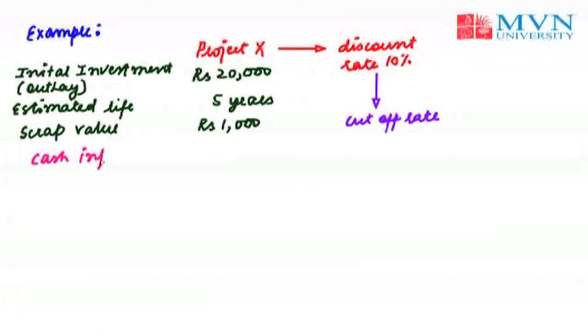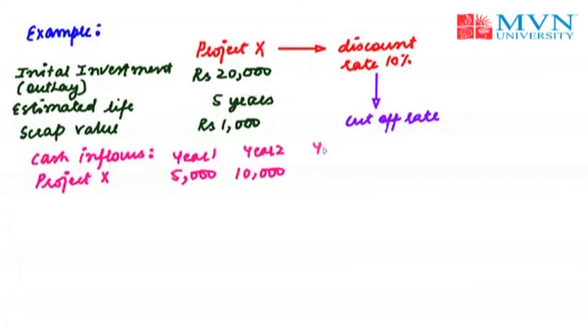The cash inflows, that is profit before depreciation and after tax, in the first year were 5,000. In the second year it was 10,000. In the third year it was again 10,000. In the fourth year the inflows were 3,000, and in the fifth year the inflows were 2,000. So we need to calculate the net present value so that we can see whether we need to accept this proposal or reject it.